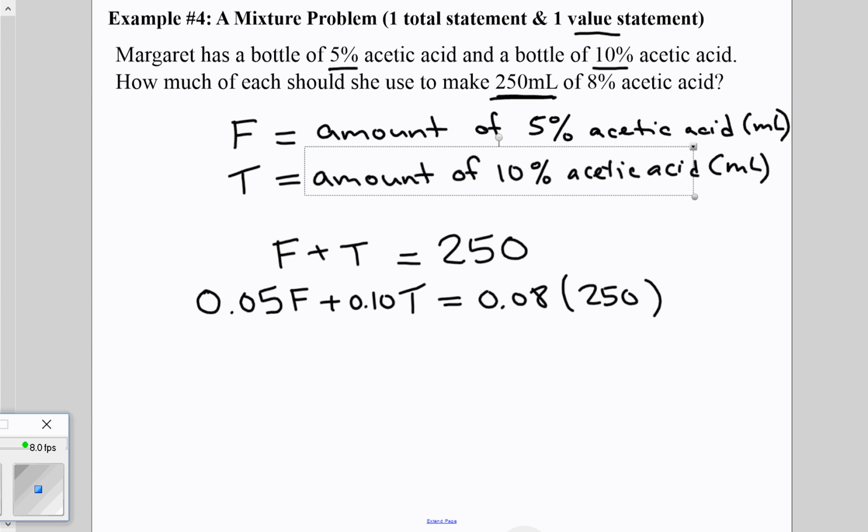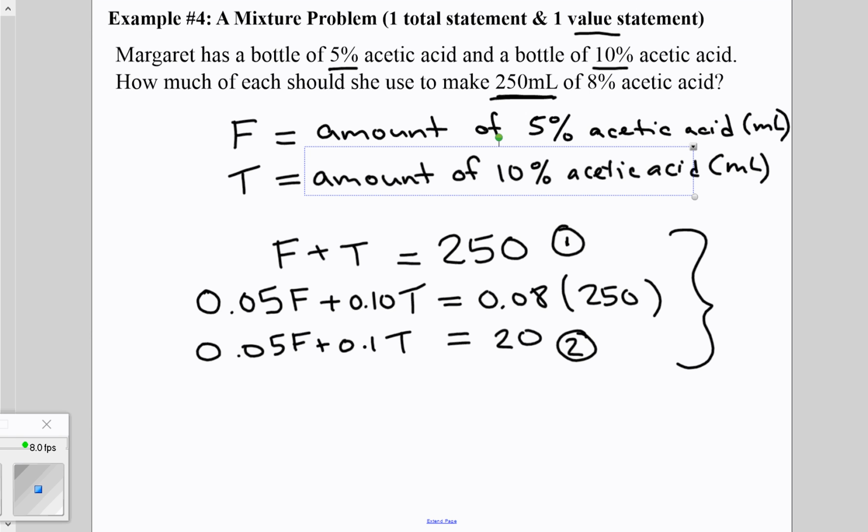Okay, so we have equation 1, and for equation 2, I'm just going to actually work that out. So this works out to 20. So 0.05F plus 0.1T is equal to 20. So that's our second equation. And now we, again, have a system of equations.